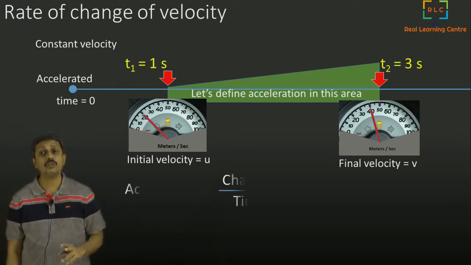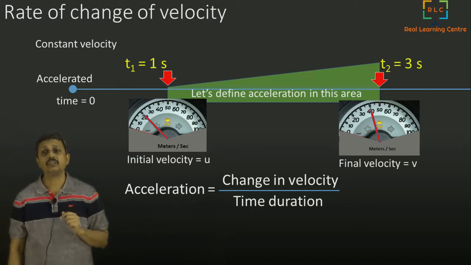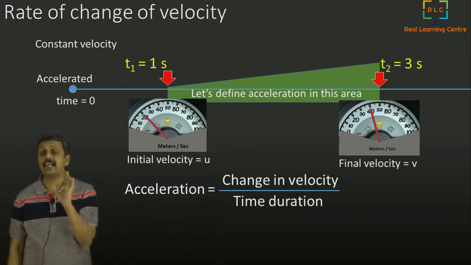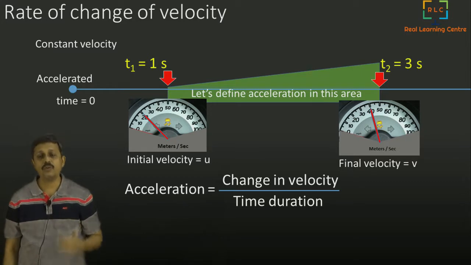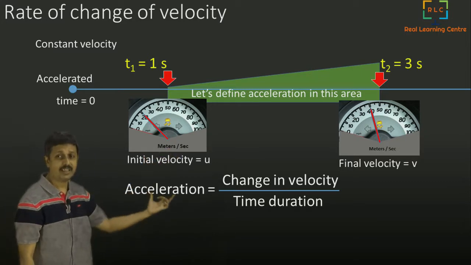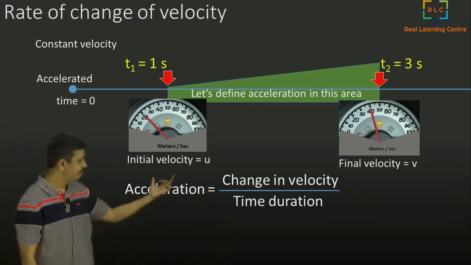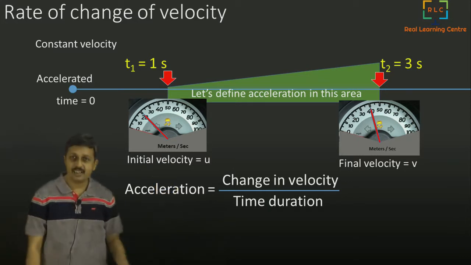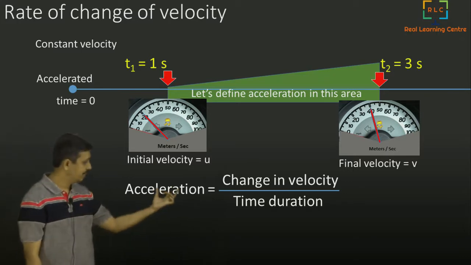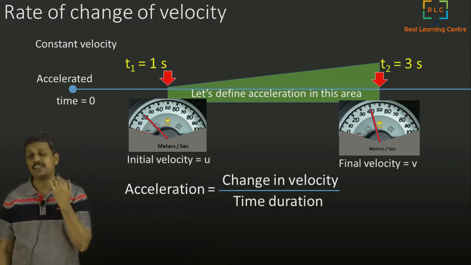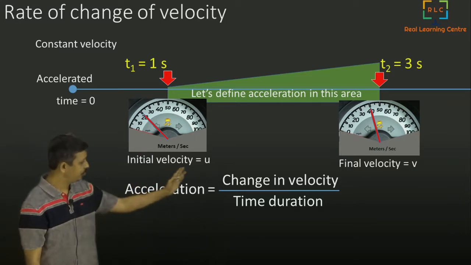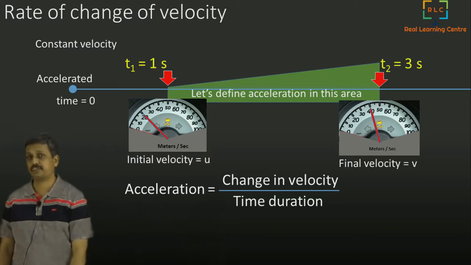Now what we will do, we will define the acceleration. Acceleration is nothing but rate of change of velocity. What is the meaning? That means change of velocity divided by time duration. So whenever we write divided by time duration, we say rate of change. The word rate of change is used when we put a time duration in the denominator. So rate of change of velocity is nothing but change in velocity divided by time duration.